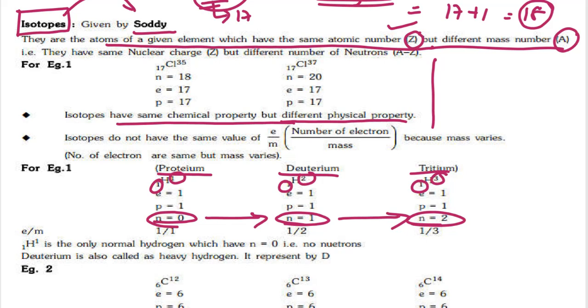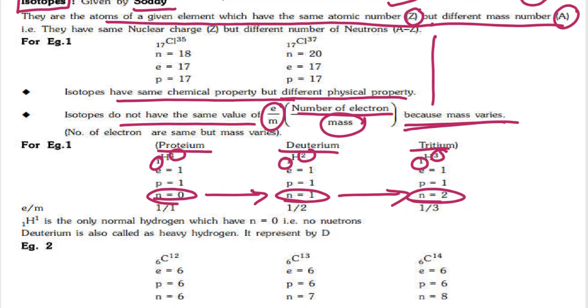The reaction in which hydrogen reacts, in the same reaction deuterium can also react, and tritium can also react. In this way physical property is different but chemical property is the same. Isotopes do not have the same value of e by m, charge by mass. Why? Because the mass varies, since the number of neutrons is varying. Because the number of neutrons is varying, mass is varying. So therefore the charge by mass ratio also is not the same.